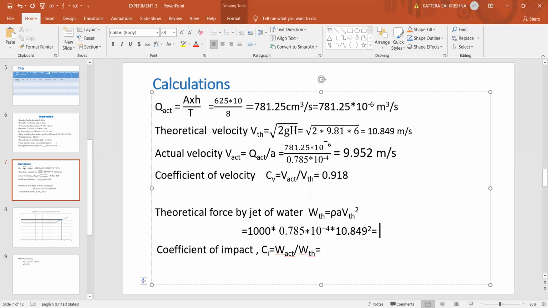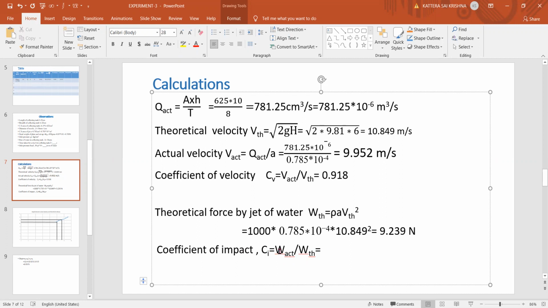Yes, what is the value here? 0.8478, sir, it's wrong. Just check the value properly. 9.239 Newton.